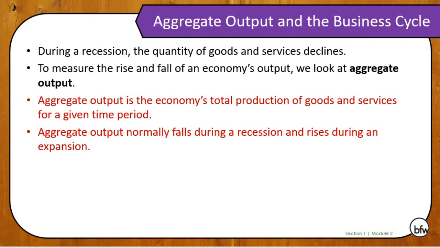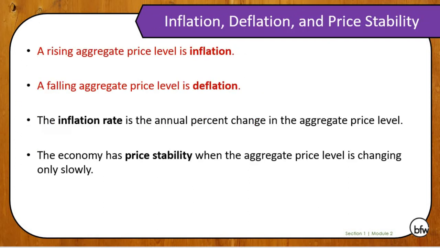All right. Aggregate output in the business cycle. Basically, whenever there's a recession, the quantity of goods and services that are bought and sold declines. To measure the rise and fall of the economy's output, we look at aggregate output. That's the economy's total production of goods and services for a given time period. Now, output normally falls during a recession and rises during expansion.